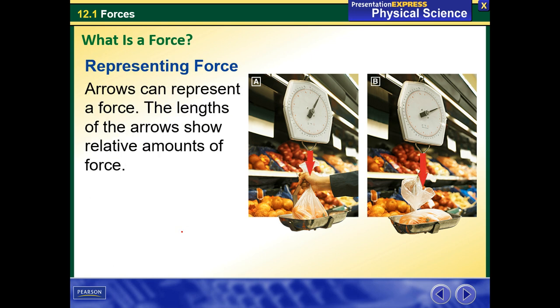Here we can see arrows representing this force. Notice that if we have a few oranges, it's not going to have as long of an arrow as having more oranges. And that's because the picture on the left has less force than the picture on the right. We see this on a digital scale as numbers. Here on this scale, we see how far my little arrow goes over.